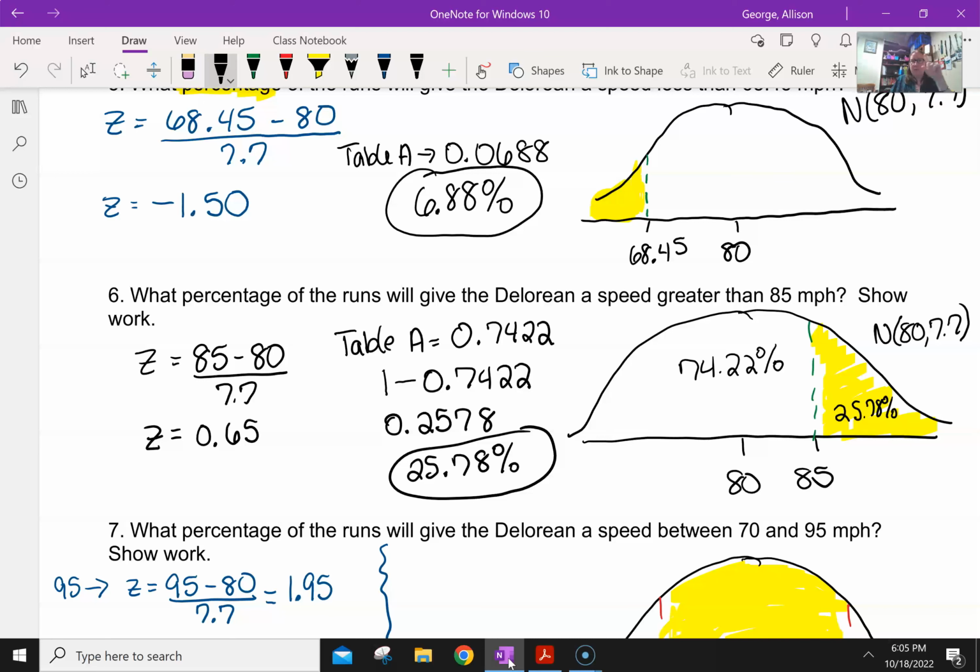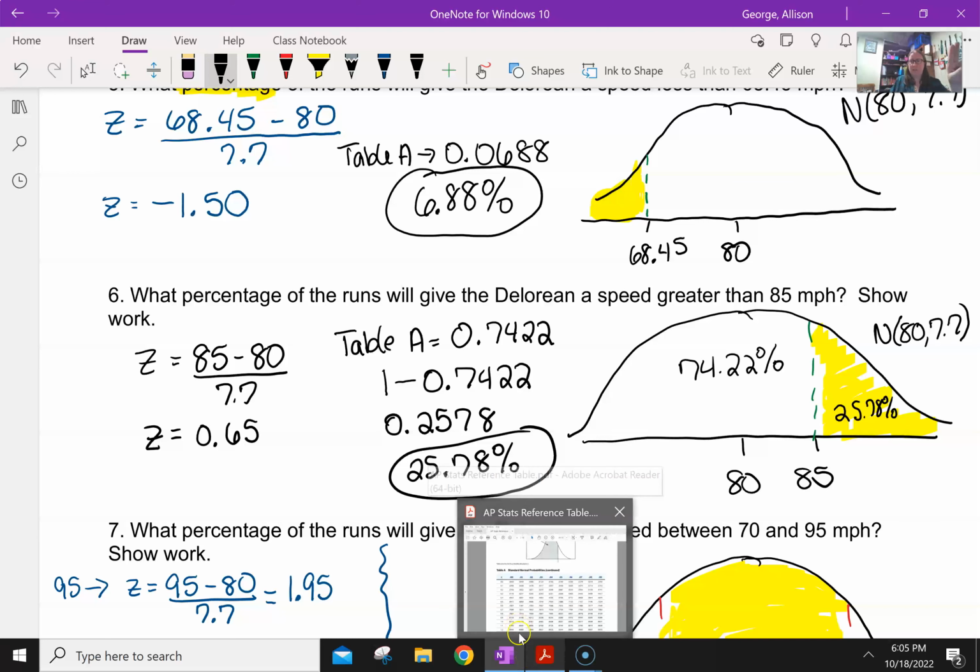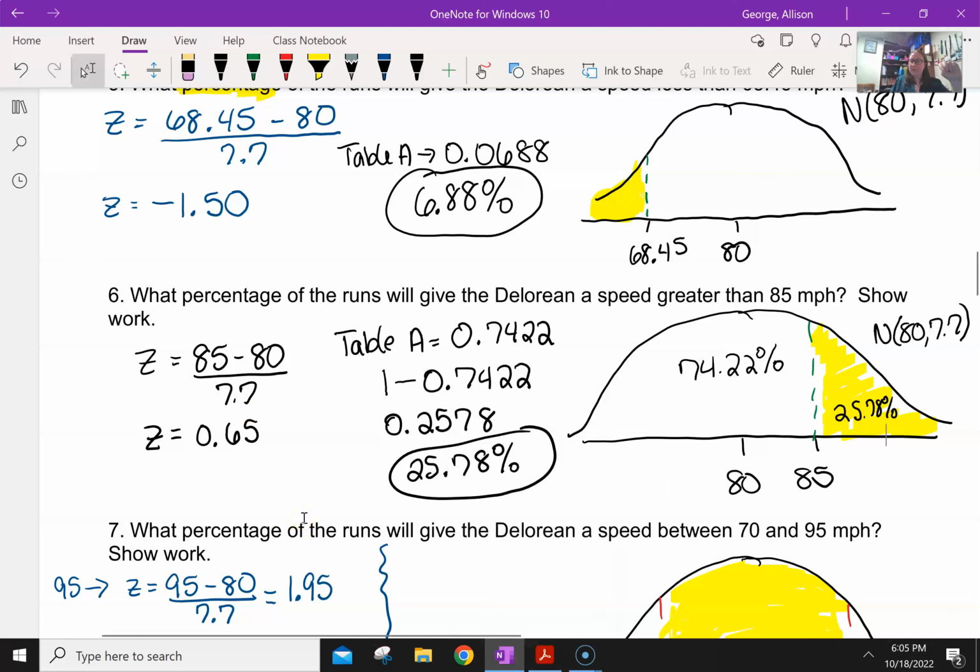All right, so we talked about what it looks like when we shade to the left. We talked about what it looks like when we shade to the right. Next, we're going to do something where we're shading in between two values. So we have to do a little extra work when we're doing those.